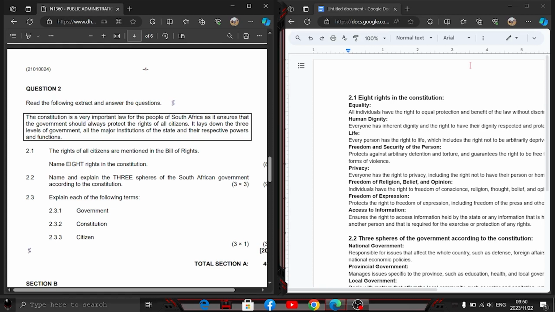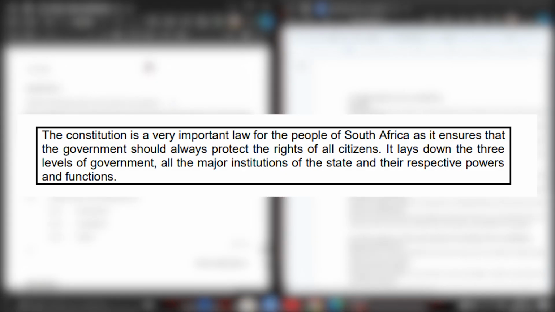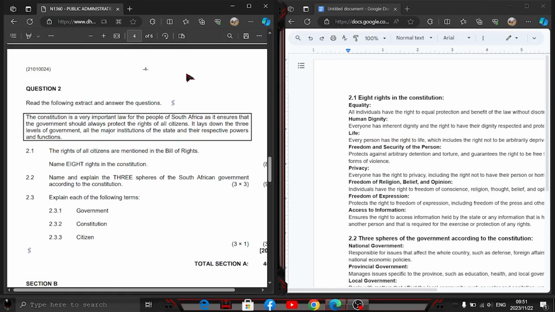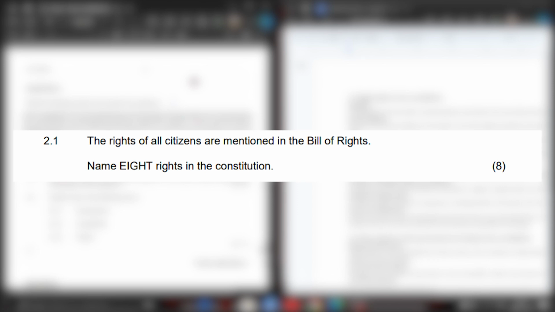Let's go ahead and look at the first question, or the statement rather. We have a scenario. It says here, the Constitution is a very important law for the people of South Africa, as it ensures that the government should always protect the rights of all citizens. It lays down the 3 levels of government, all the major institutions and the state, and their respective powers and functions. So the first question reads as follows. The rights of all citizens are mentioned in the Bill of Rights. Name 8 rights in the Constitution.